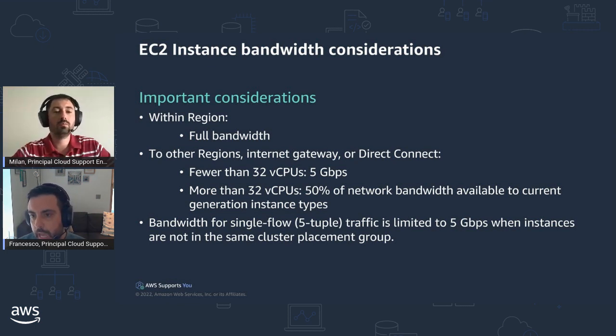This does not apply if you're in the same cluster placement group. And again, for an HPC workload, that will work just fine. You could place those in the cluster placement group. My recommendation, though, would be to use multiple flows, just because that gives you way better scalability and resiliency when using the network.